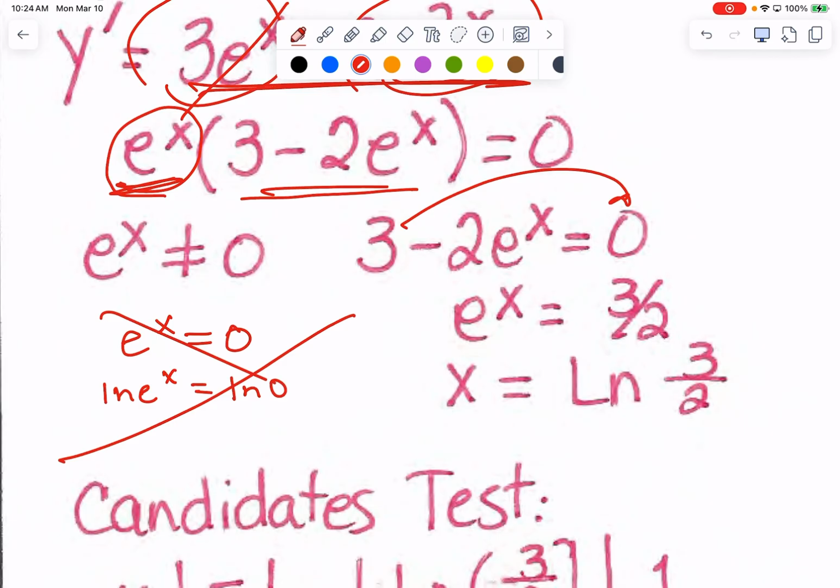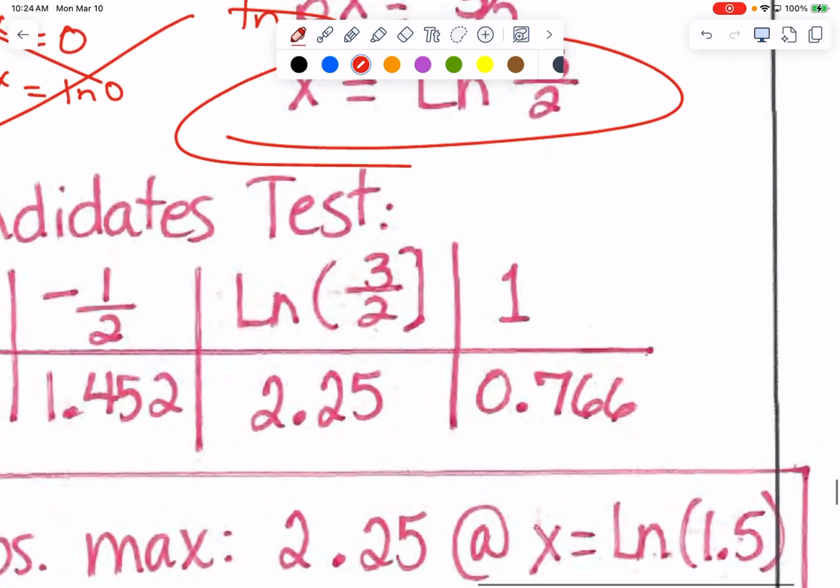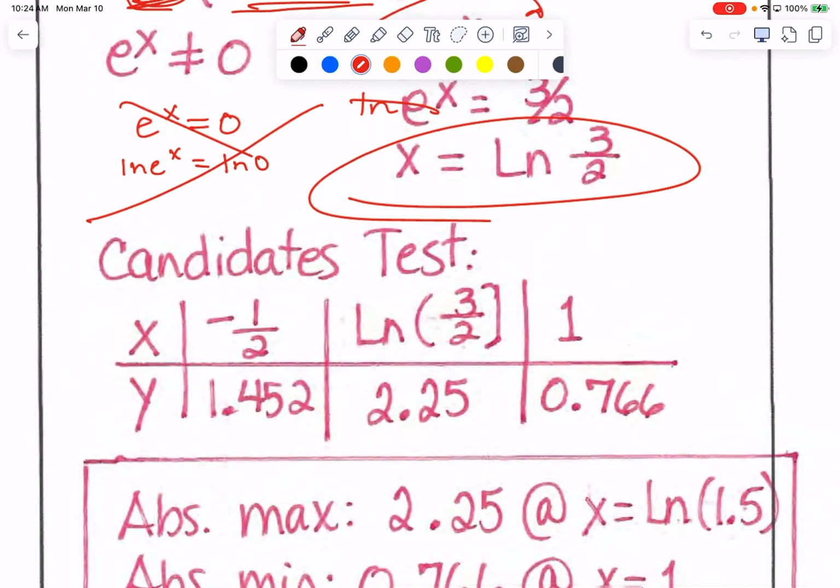Then I take the ln of both sides. You better learn to do that. I take the ln of e to the x, that cancels the ln e, and pull the monkey out of the tree, you get x. And then you have ln 3 halves. So that's my critical value. My critical value was ln 3 halves. So you test your endpoints and your critical values, and this is what you get.